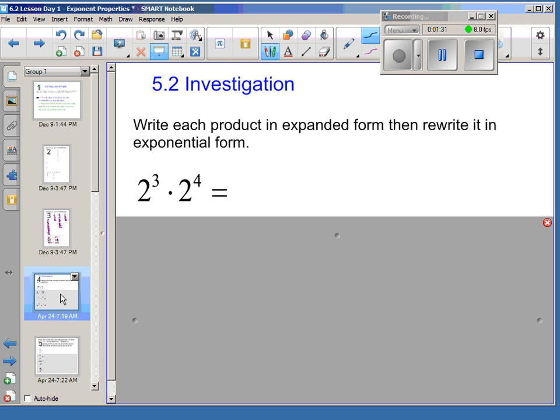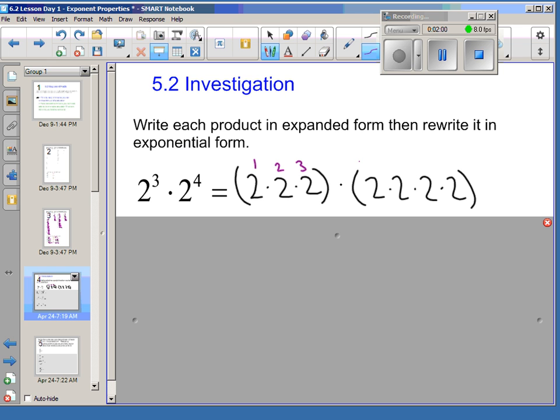Going into a little investigation here, we're going to take this product, 2 cubed times 2 to the fourth, and expand it, so write it in expanded form, and see what we end up with. Expanding 2 cubed, we have 2 times 2 times 2. So cubing something means we're multiplying it 3 times. And then times 2 to the fourth, which is 2 multiplied 4 times. If we count these, we have 1, 2, 3, 4, 5, 6, 7. So 2 cubed times 2 to the fourth is the same thing as 2 to the seventh.